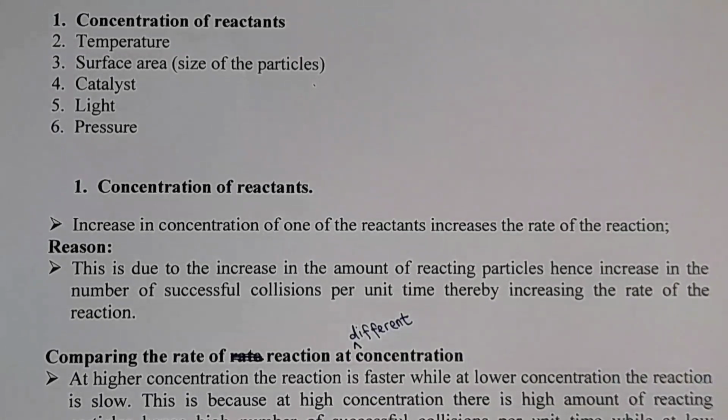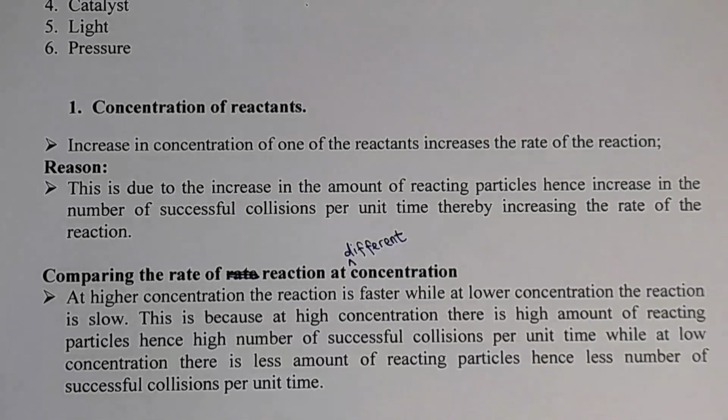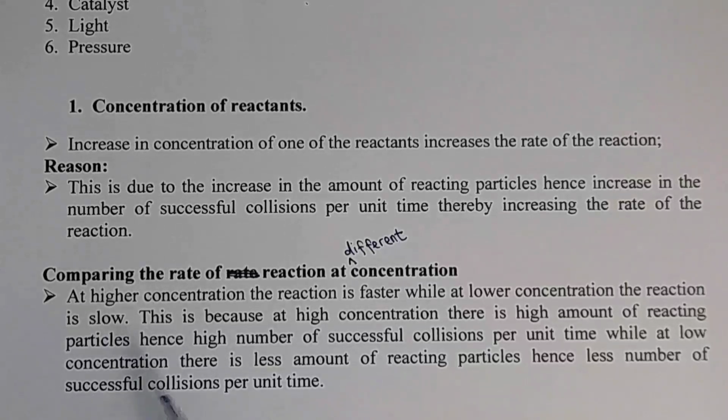Next we are going to compare the rate of reaction at different concentrations. At higher concentration the reaction is faster, while at low concentration the reaction is slow. When your concentration is low, the rate of the reaction will also be low. The reason is that at high concentration there is a high number of reacting particles, hence a high number of successful collisions per unit time, while at low concentration there are fewer reacting particles, hence fewer successful collisions per unit time.